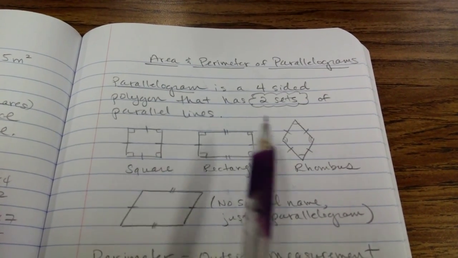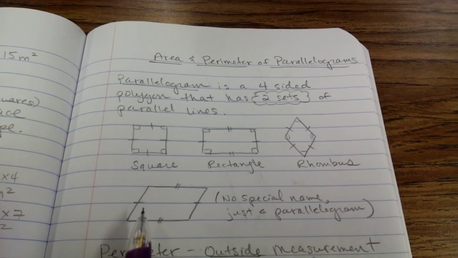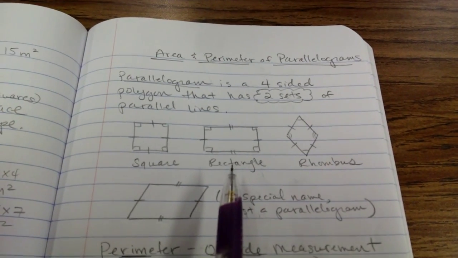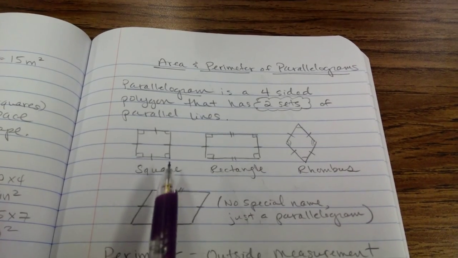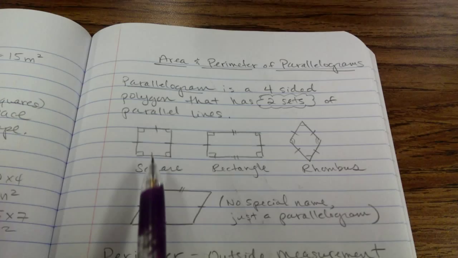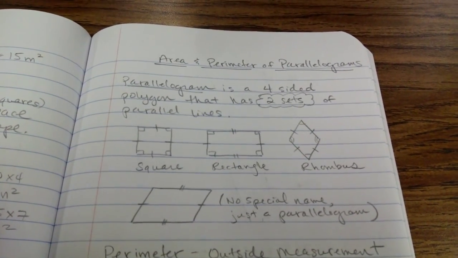Okay. Now, out of all of these, the square is the most special because a square is a parallelogram because it's got two sets of parallel lines. A square is also a rectangle because the definition of a rectangle is that it has 90-degree angles, which a square has, and opposite sides of a rectangle are the same, which opposite sides of a square are the same. Actually, all the sides are the same. So a square is also a rectangle.